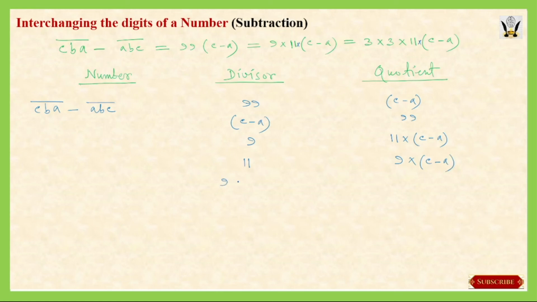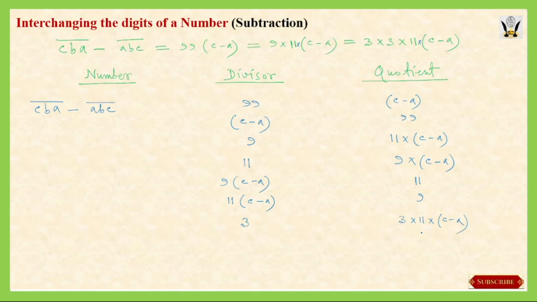Now suppose we want to divide by 9 multiplied by c minus a, then the result of division will be 11. If we divide by 11 multiplied by c minus a, then the result of division will be 9. It's really interesting. Then if we divide by 3, the result of division will be the multiplication of the other factors. So it will be 3 multiplied by 11, then multiplied by c minus a.